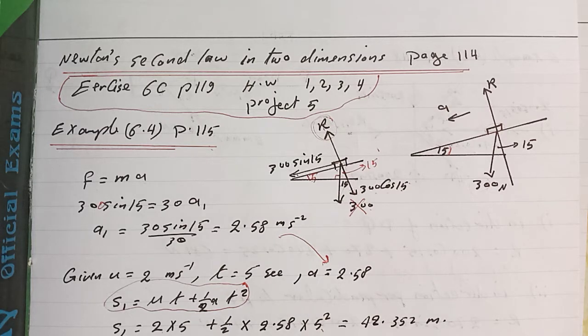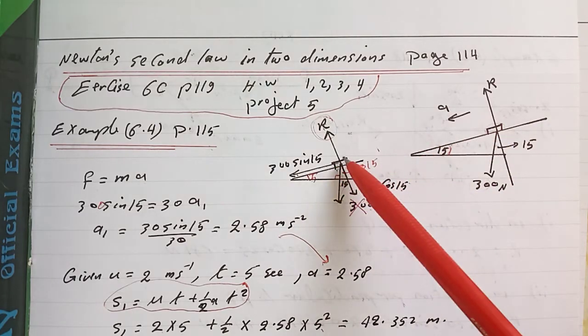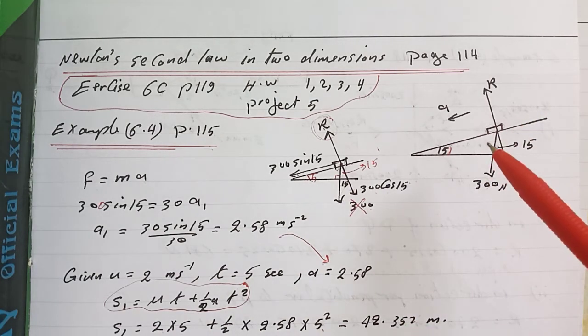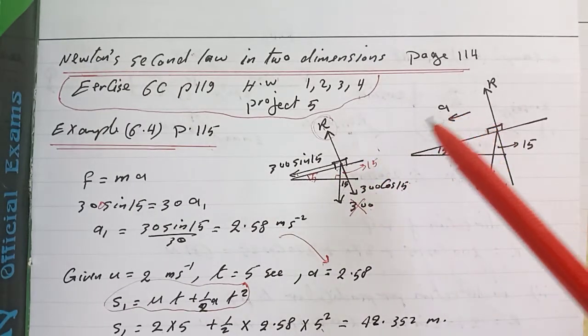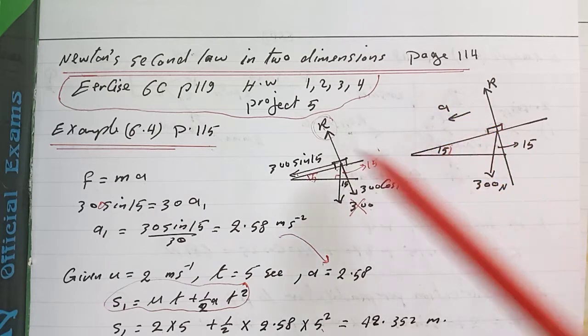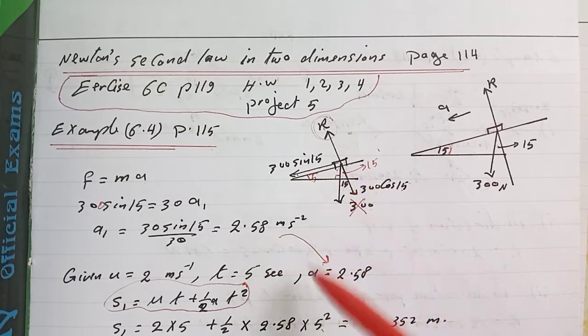Let's start. Before we start, this lesson is talking about when an object is moving with a constant acceleration. Now you are going to use Newton's second law in addition to resolving forces. Okay, let's see example 6.4. Go to the book and follow me from the book.